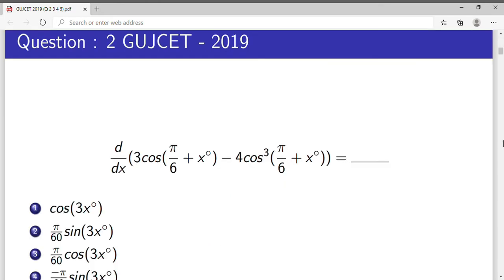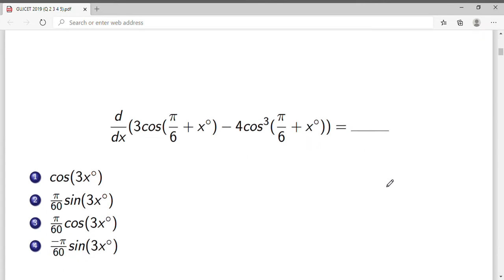Question number 2, GUJCET 2019: d/dx of (3 cos(π/6 + x) − 4 cos³(π/6 + x)) equals blank. Four options are given. First is cos 3x, second is π/60 sin 3x, third is π/60 cos 3x, and fourth is −π/60 sin 3x.